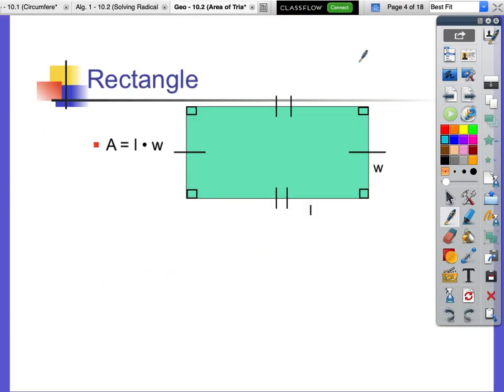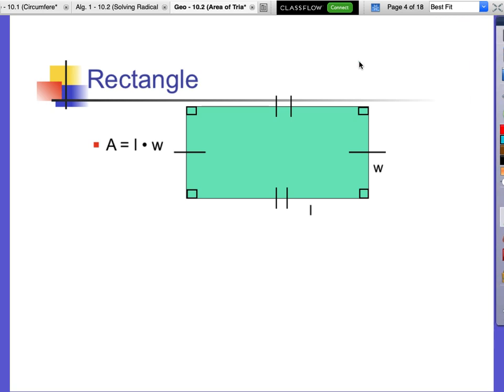Hey, we're talking about area. We said it's the space enclosed by a figure. We talked about that the other day.